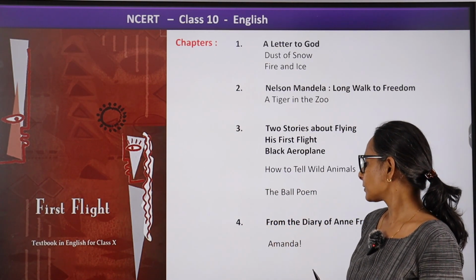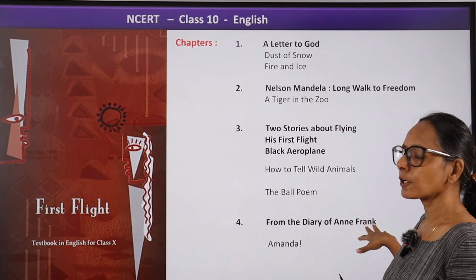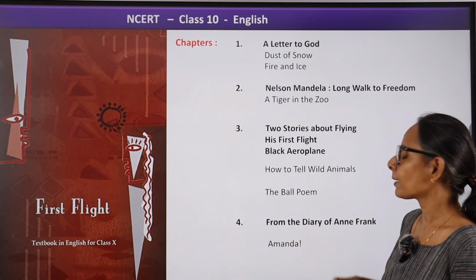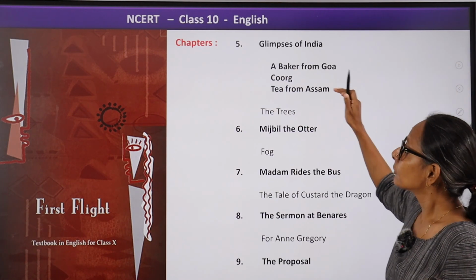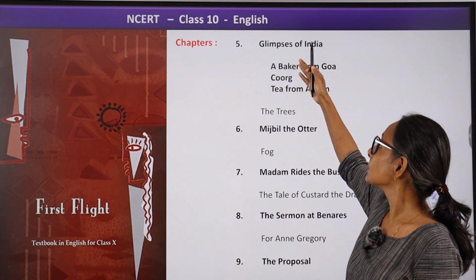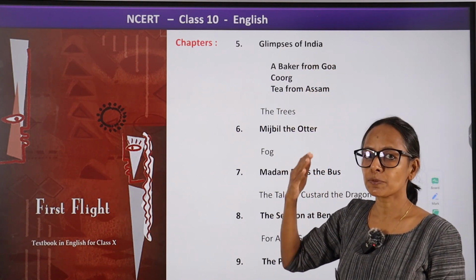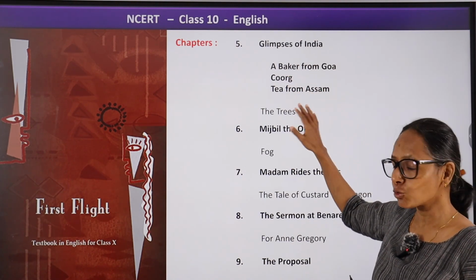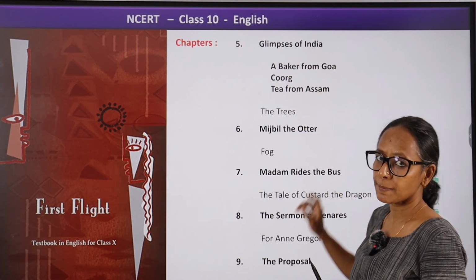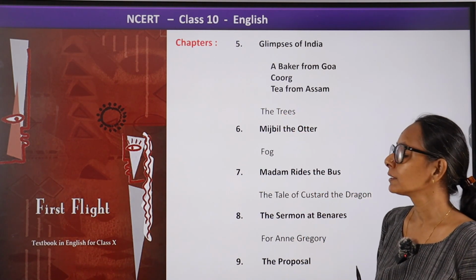The fourth chapter has 1 prose and 1 poetry, from The Diary of Anne Frank and Amanda. The fifth chapter is Glimpses of India and it has 3 short prose chapters, A Baker from Goa, Coorg and Tea from Assam. This also has a poem, The Trees.